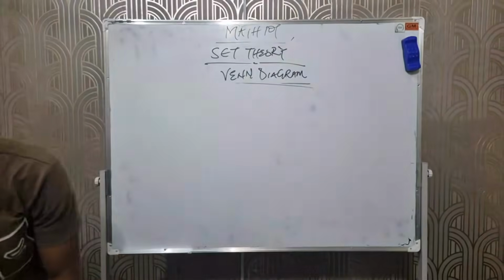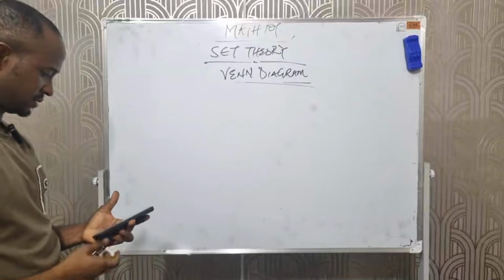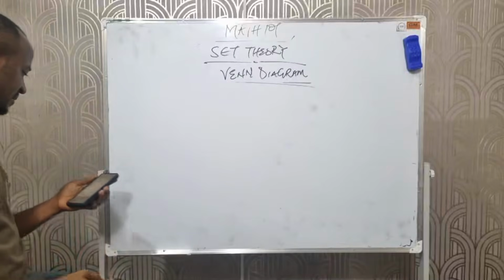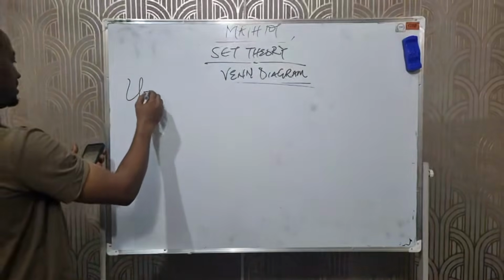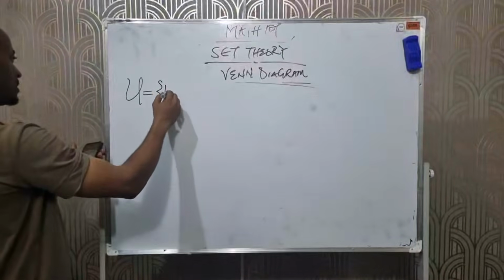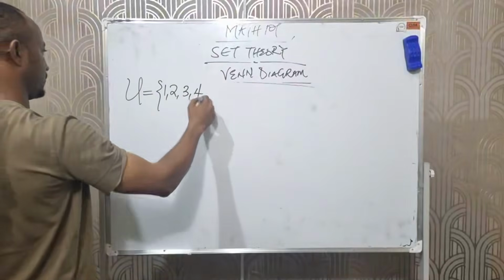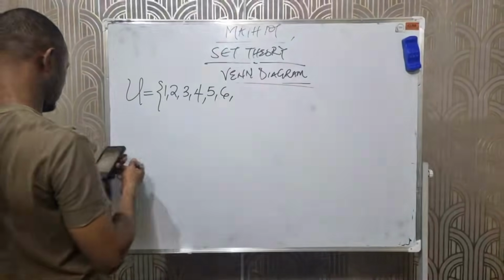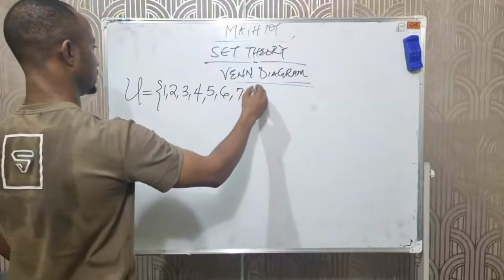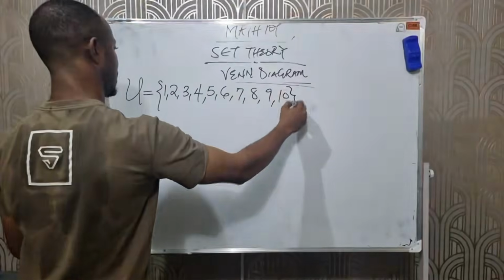This question says to use a Venn diagram to illustrate the information below. We are told that the general set is given as the set 1, 2, 3, 4, 5, 6, 7, 8, 9, and 10.